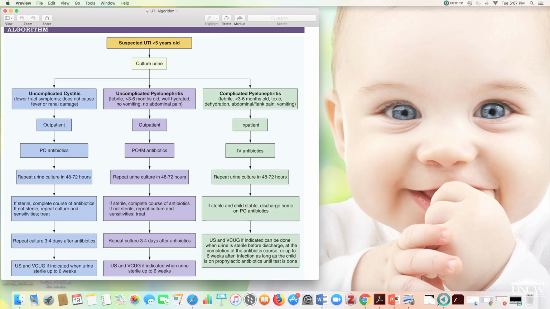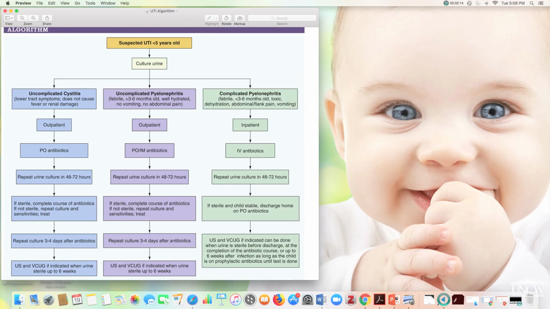Now, we also like to classify these treatments in a child that's less than 5 years old. And the reason why is those more complicated urinary tract infections or pyelonephritis are usually in your younger children. I have cared for adolescents and older children who have had a pretty severe pyelonephritis, but it is not nearly as common as those complicated infections in children younger than 5. So this algorithm found in your Burns book is actually a really excellent tool to use in primary care to help you know exactly how to manage these patients.